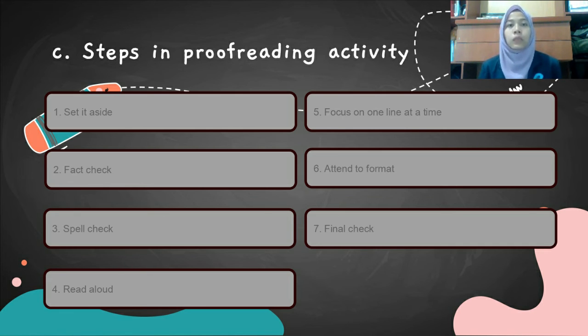And the last, step 7, final check. After completing the step above, redo the mark as in each step, whether there is something that has not been done or missed. If you're sure about what you have done, it's time to hit the publish button.